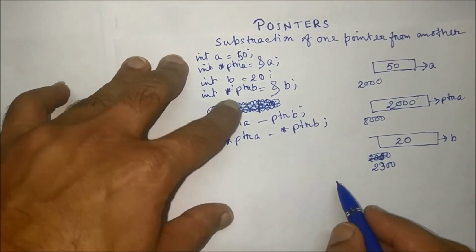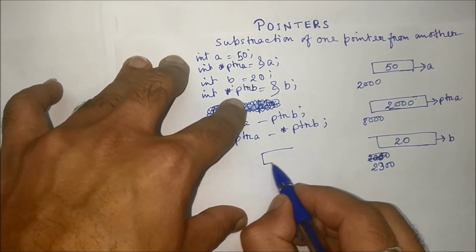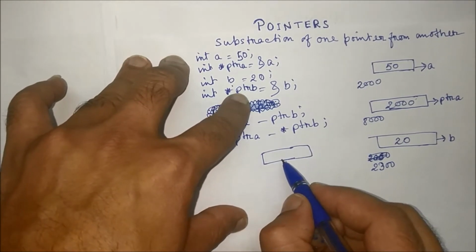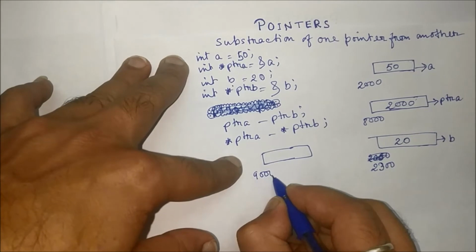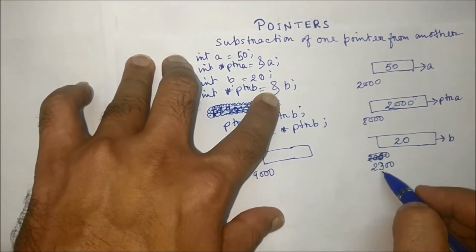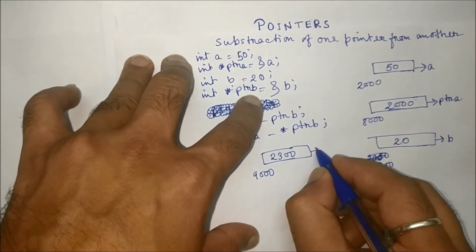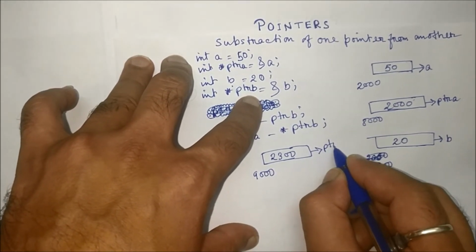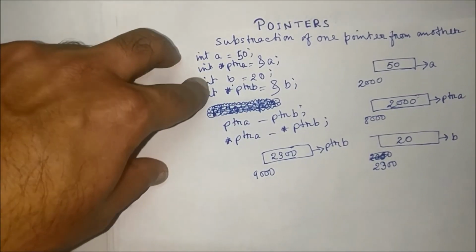The name of this location will be b. And in this statement, we are declaring another pointer variable, ptrb, so it will get a memory location. Suppose this memory location is 9000, and we are storing the address of b, which is 2300. So these are the 4 initial statements we have.